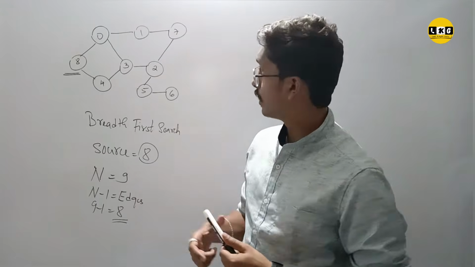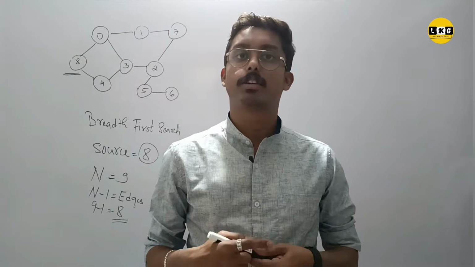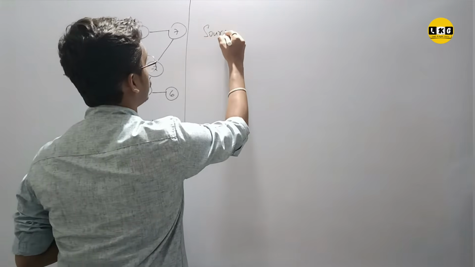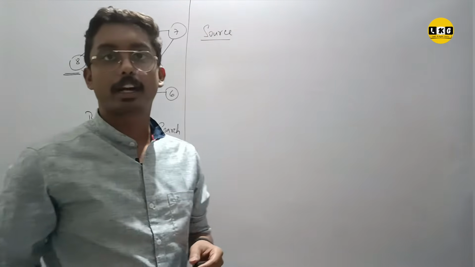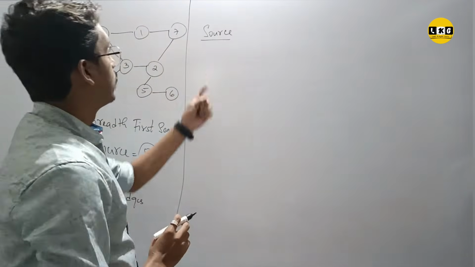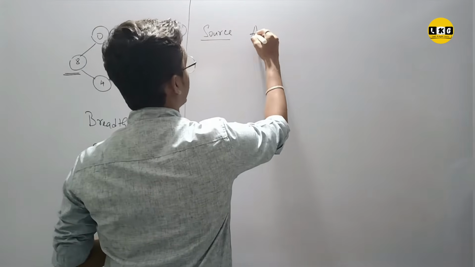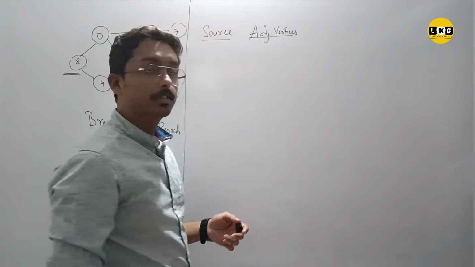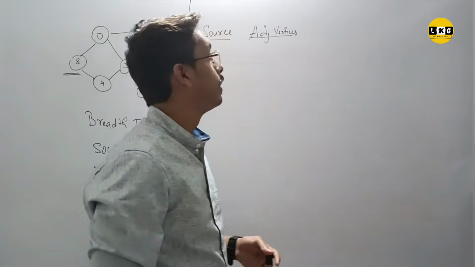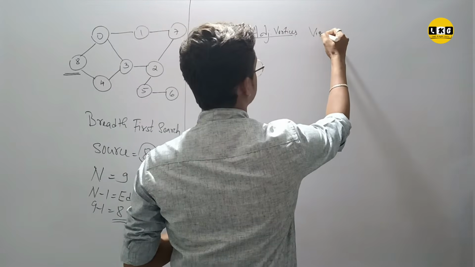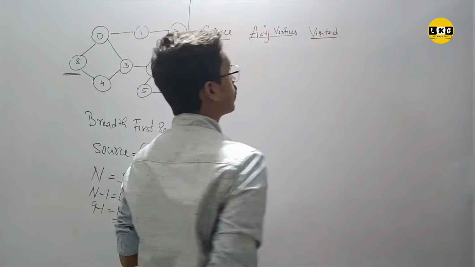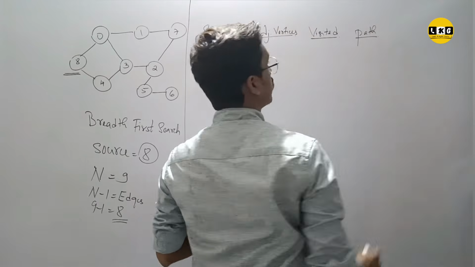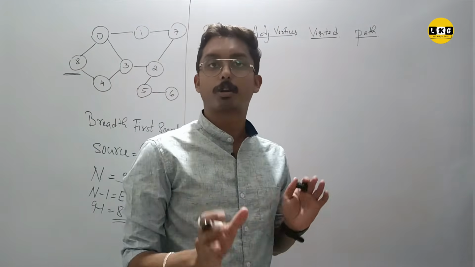So let us try to solve this graph using BFS using a table. I'll just draw the table. The first column will be your source, from where you are starting your traversing. Second column will be adjacent vertices. You can call them adjacent vertices or also adjacent nodes. Your next will be visited, what are the visited nodes. And the last will be your path. You can call it path or you can also call it the output of your BFS.